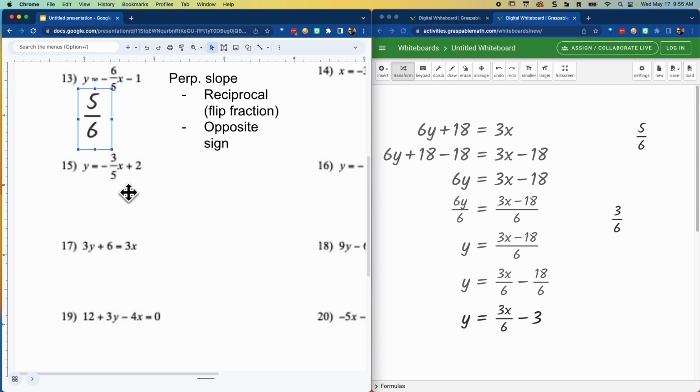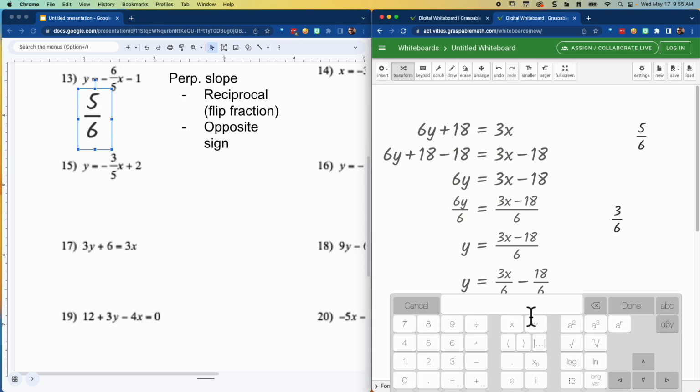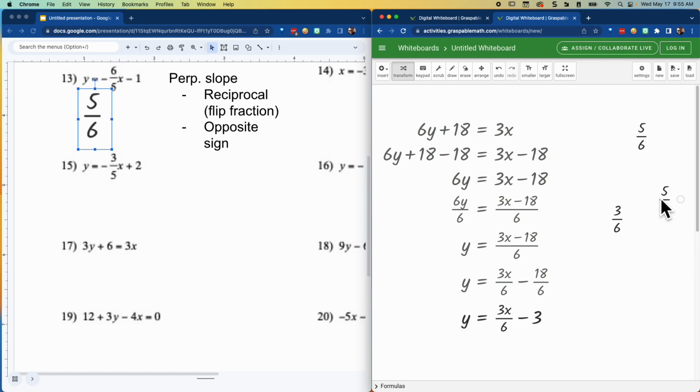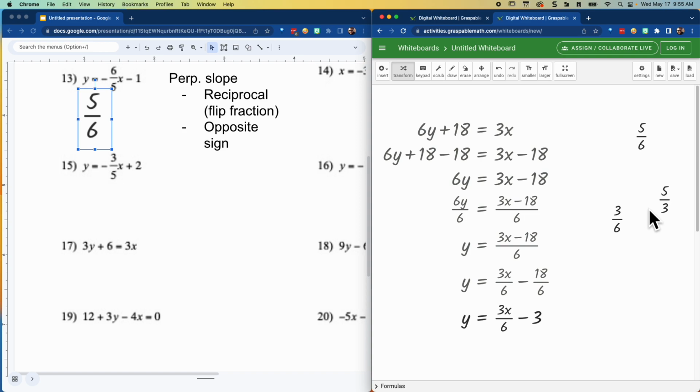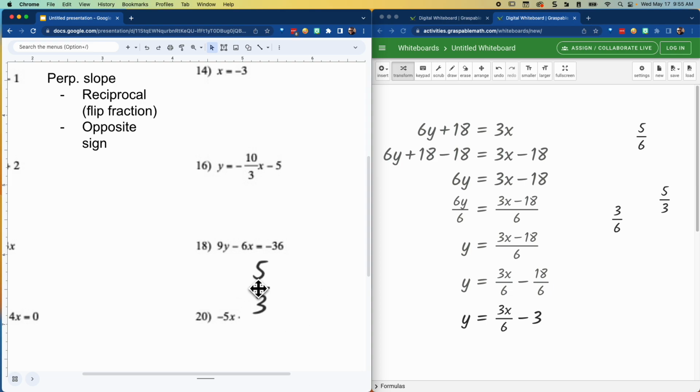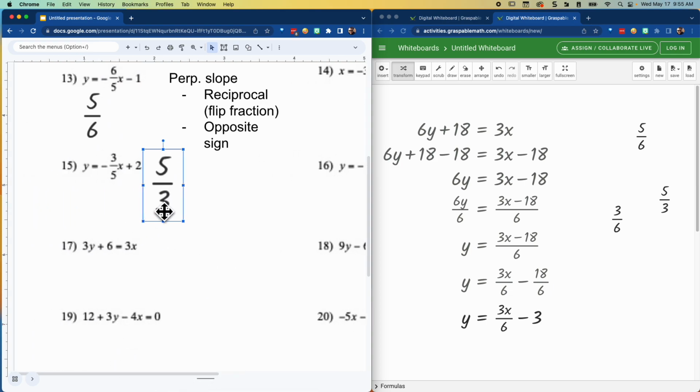For the next one, very similar. We take the fraction, we flip it, and we give the opposite sign. So this one's negative. That means ours is going to be positive, and it's not 3/5, but instead it's 5/3. Paste that in here. Looks like it pasted over there. So it's 5/3. So we got 5, 6, 5/3.